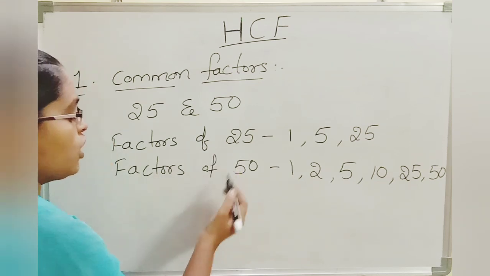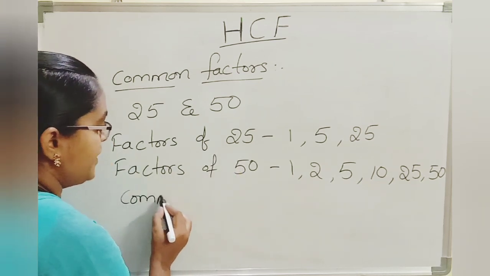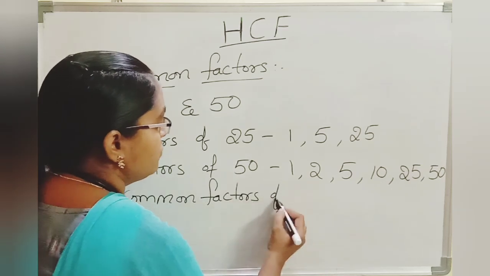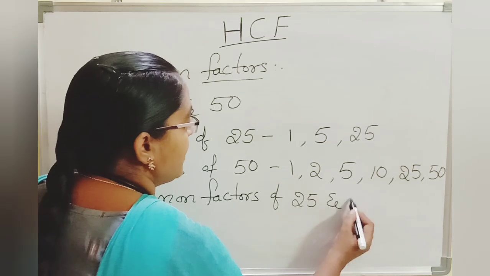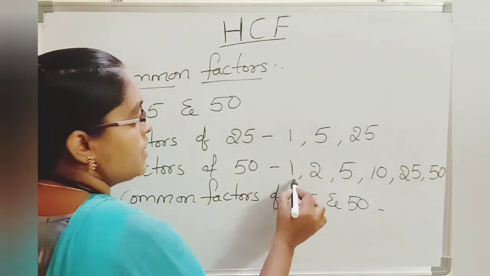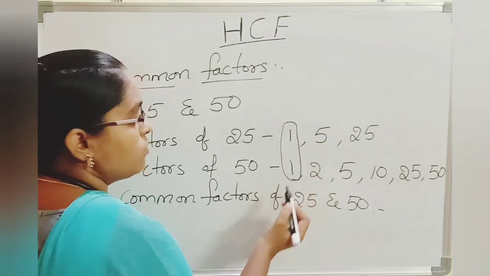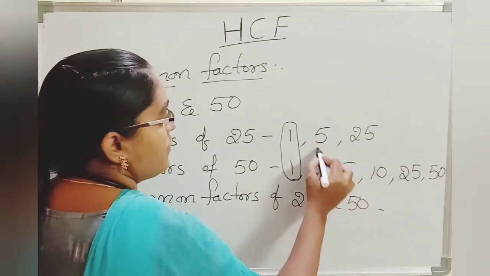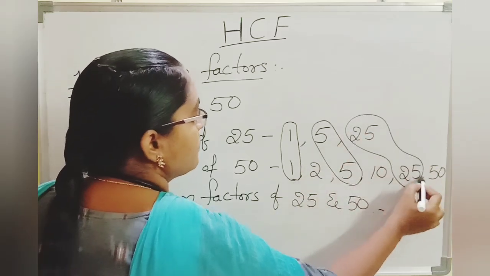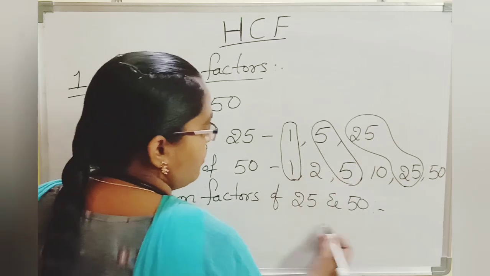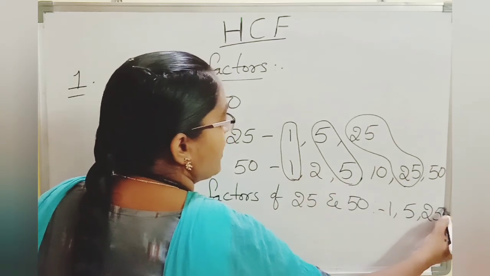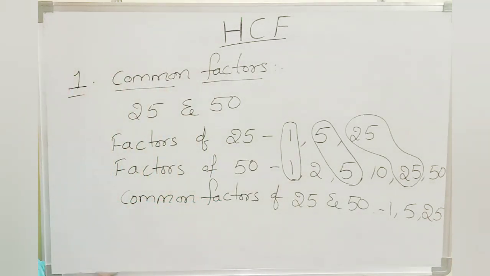Now observe the common factors. What do we need to write? Common factors of 25 and 50. So what are the common factors in these two numbers? See here, 1 is common in the two numbers, and then 5 is common, and then 25 is common. So we have to take these common factors. 1, 5 and 25 are the common factors of 25 and 50.